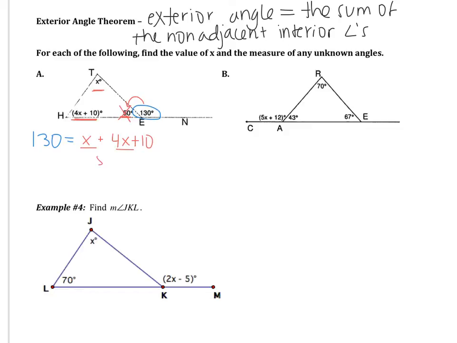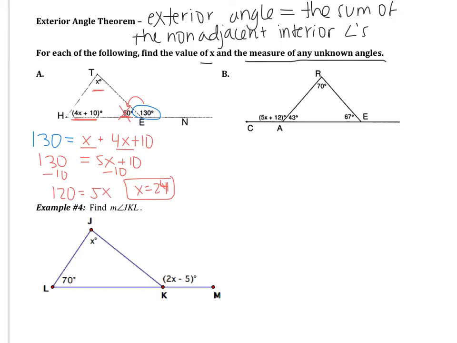X and 4x will give me 5x. So I get 5x plus 10 equals 130. Subtract 10. So I get 120 equals 5x. If I divide by 5, I get x equals 24. Now, I did not read the directions before I started the problem, but the problem does say find the value of x, which we did, and the measures of any unknown angles. So it's now our responsibility to substitute 24 back in. So for angle T, I get 24 degrees. For angle H, I have 4 times 24, which is 96, and I add 10, which is 106 degrees.